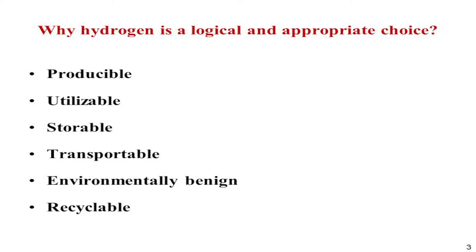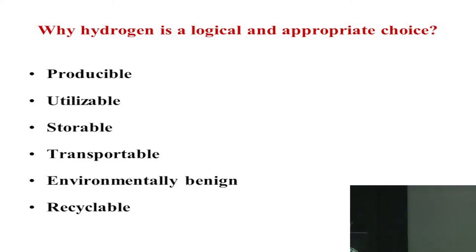For example, it can be easily produced and utilized, stored, transported, and it is environmentally benign and recyclable. These are the things. And hydrogen is classified into different colors based on the source from which it is produced.